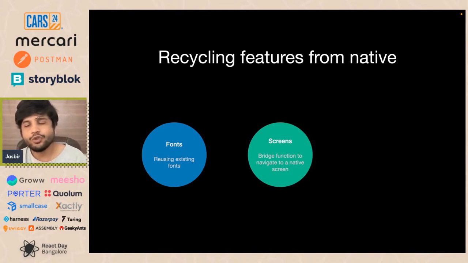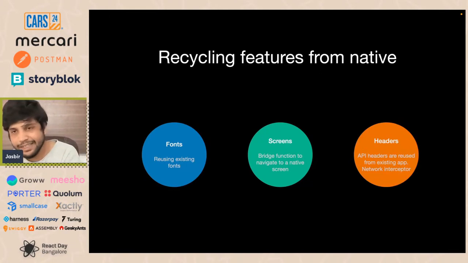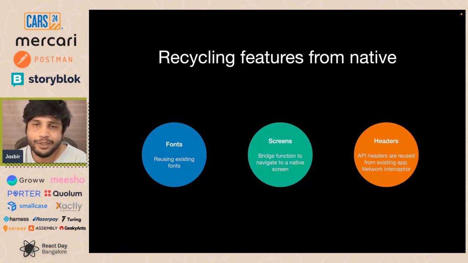So you could seamlessly transition between native to React Native, and then React Native again to native, and nobody would get to know which part of it is native and which part of it is React Native, except for us, of course. Like, we know which parts are native. And finally, the headers: we have some network clients and network interceptors, some security features which are already built into the native app. So we did not want to reinvent the wheel. We reused all these three components. There were some more, but broadly these three components we reused from the native app.